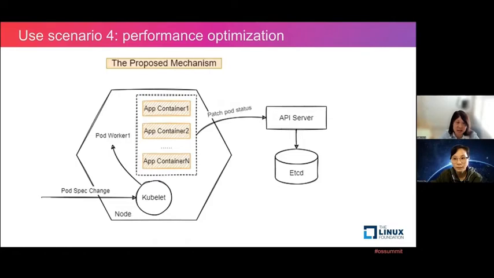But with the elastic pod, because all these 10 containers are running inside the same pod, and there's only one pod worker, there's only one pod spec change message sent to Kubelet, and Kubelet only needs to send that message to one pod worker, and that pod worker will only send one pod status update message to the API server. So this greatly reduces the message communication overhead between all the different components of the Kubernetes framework.